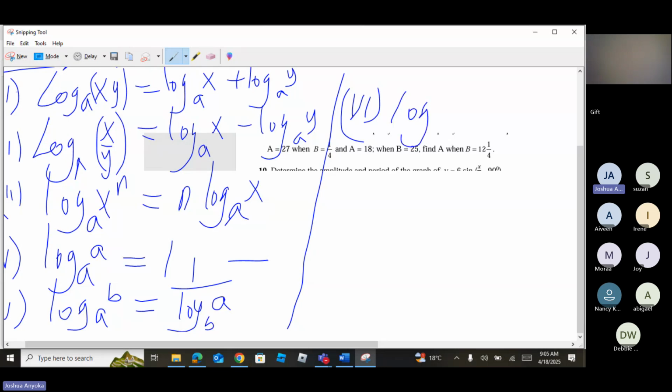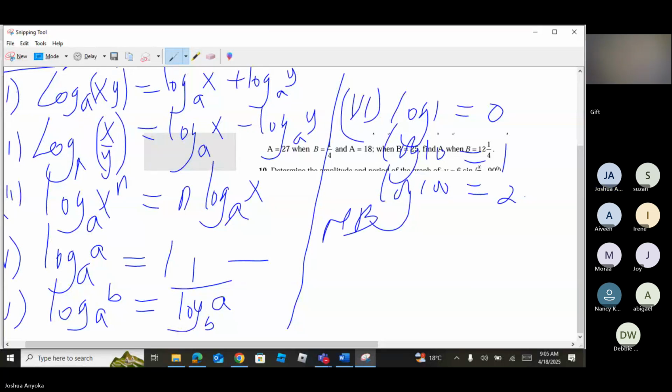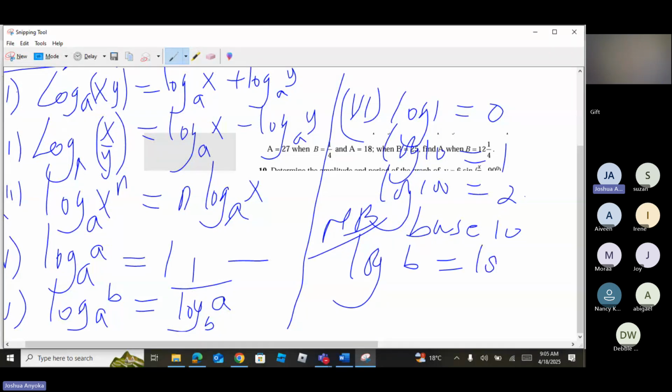Others are the ones on base 10 with powers of 10. The logarithm of 1 is equal to 0. The logarithm of 10 is equal to 1. The logarithm of 100 is equal to 2. When the base is not indicated, that base is 10. So we say log b is the same as log b to base 10. This is the highlight of the laws of logarithms.